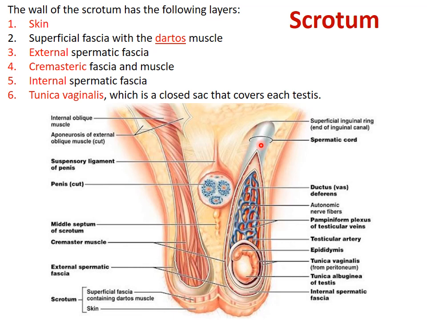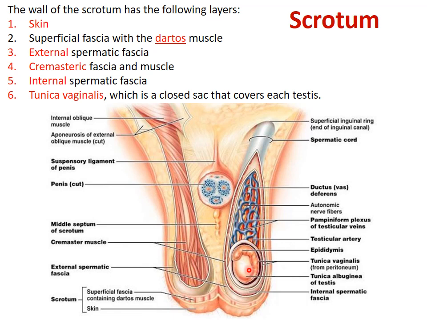Now what is the purpose of this cord and its contents and layers? Because this testis is outside. Actually it was in the lumbar region, but for spermatogenesis the temperature requirement is lower. So the temperature in the scrotum is usually 1 degree lower. That's why it comes out.